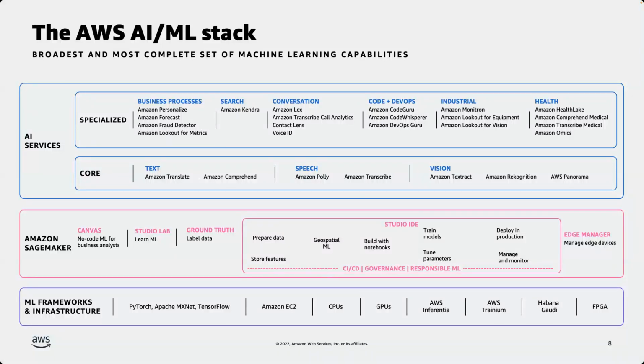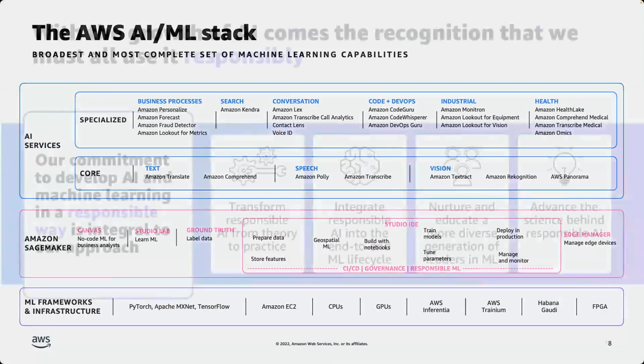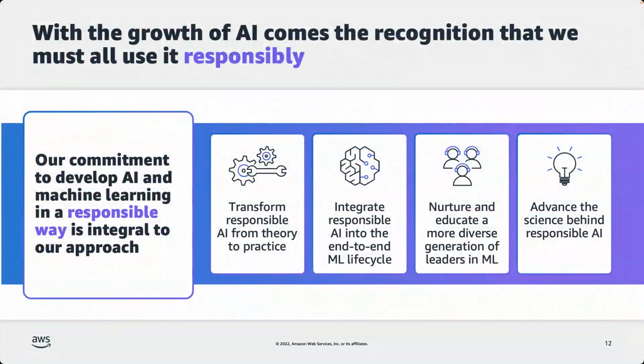No worries. So what we have now to show you is something important that we should discuss, which is called the responsibility of AI. With the growth of AI also comes this recognition that we need to use it responsibly. When we define responsible AI, we define it in six dimensions: fairness, explainability, robustness, governance, transparency, privacy, and security. So when we develop AI, our commitment will be to do it in a responsible way, integral to our approach.